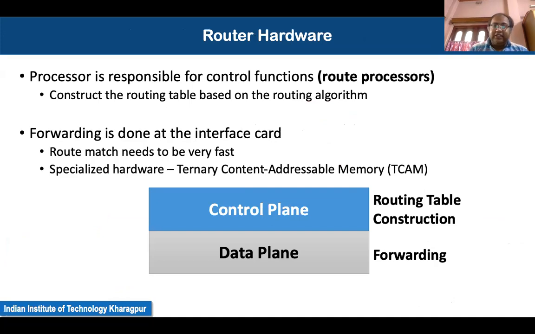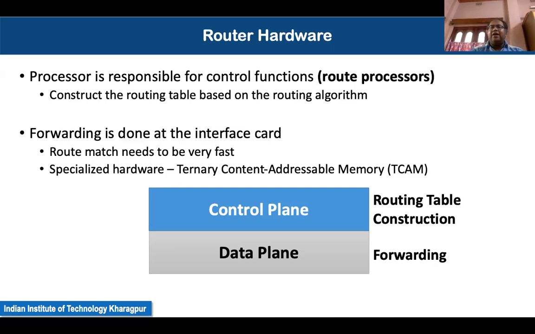Now, as I was mentioning, the processor is responsible primarily for the control function. It is the dedicated processor which we call the route processor. This route processor is particularly used for constructing the routing table based on the routing algorithm which you have configured for your network, whether it is a distance vector routing protocol like RIP, or a link state routing protocol like OSPF. Whatever routing protocol you have configured, the processor runs that routing algorithm and develops that routing table. And the forwarding is done at the interface card.